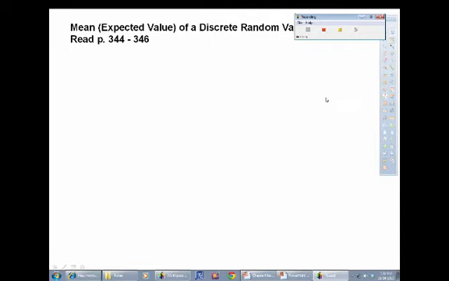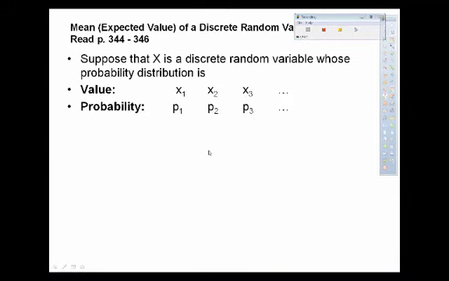Okay, so back in Chapter 1, we analyzed the shape, the center, and the spread, and identified outliers, etc. And we're going to do the same thing with these discrete random variables. Suppose that X is a discrete random variable whose probability distribution has the values x₁, x₂, and x₃, etc., and probabilities p₁, p₂, p₃, and so on.